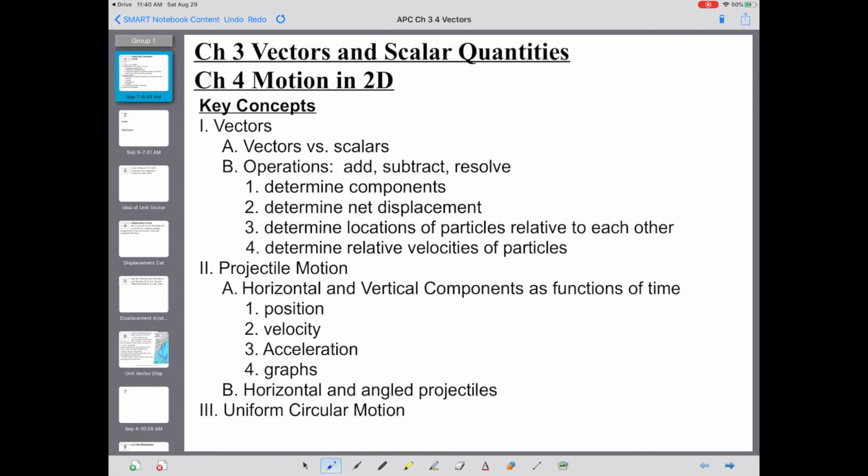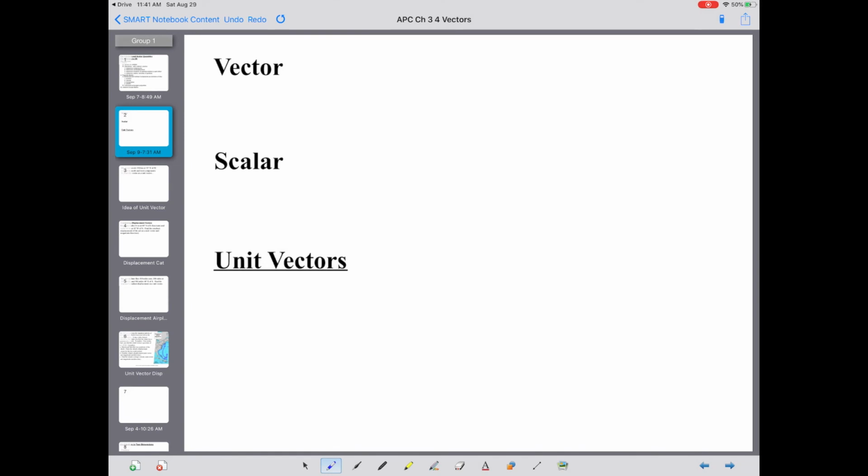This is AP Physics, chapters 3 and 4. Today I want to take a little bit of time to introduce the idea of vectors. So here we have an overview of everything that's in chapters 3 and 4, which is basically the background, the idea of vectors, and then the application of those with regular vectors, and then specifically with projectile motion and uniform circular motion.